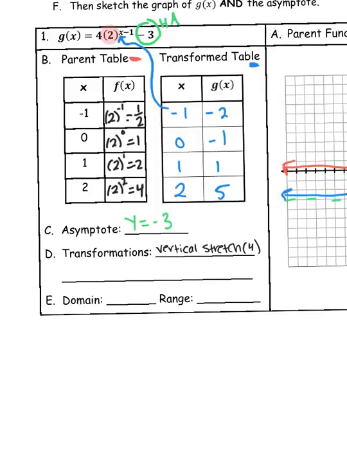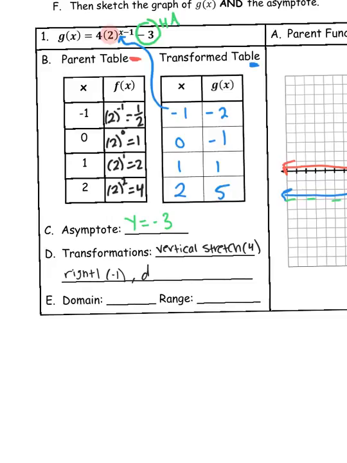Then I've got this -1 up in the exponent. That is going to move me right 1. So remember that x lies. Normally I think that minus goes left, but in this case it's going to go right. So the right 1 is because of the -1 that you see up in the exponent.